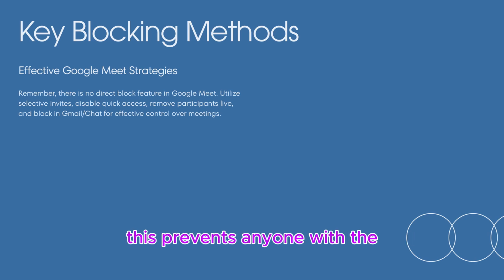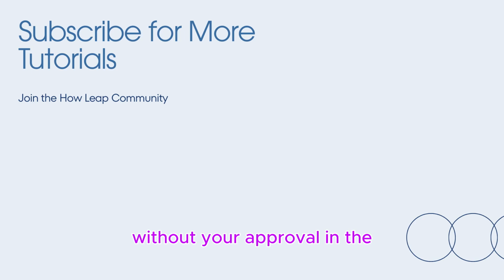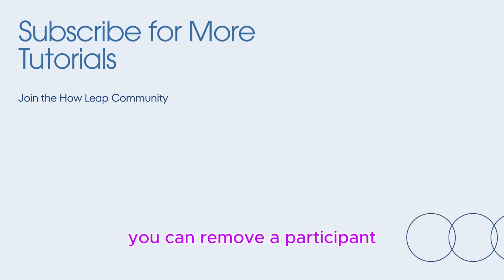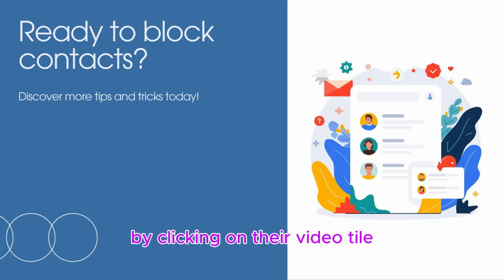This prevents anyone with the link from joining without your approval in the waiting room. During a live meeting, as the host, you can remove a participant by clicking on their video tile, selecting Remove, and then checking the box to prevent them from rejoining.